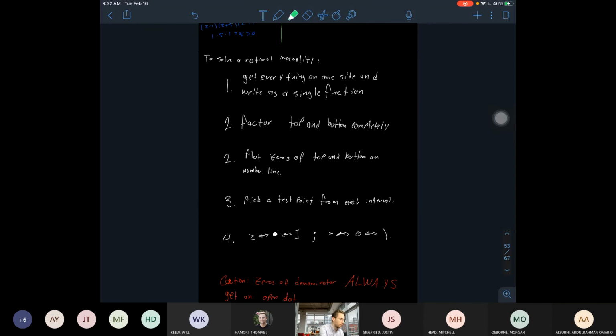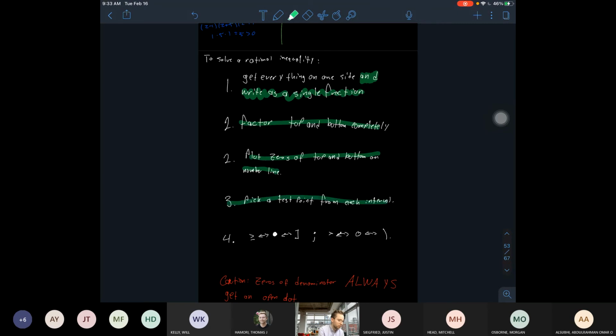First of all, we are going to get everything on one side again, and then this is the new part. We're also going to write it as a single fraction. So we're going to move everything to one side, get a common denominator, and write everything as a single fraction. Once we have it as a single fraction, again, like before, we're going to factor completely, numerator and denominator this time. And then we're going to plot the zeros of the numerator and the denominator on the number line.